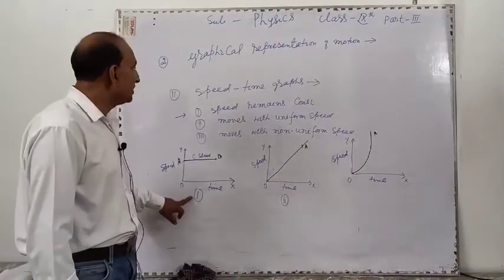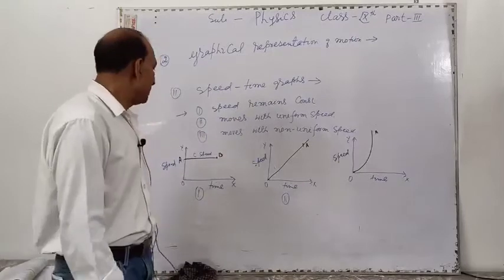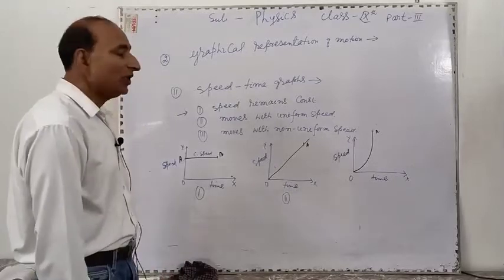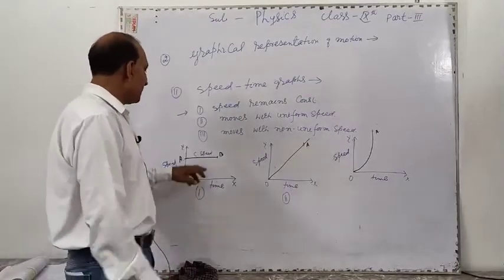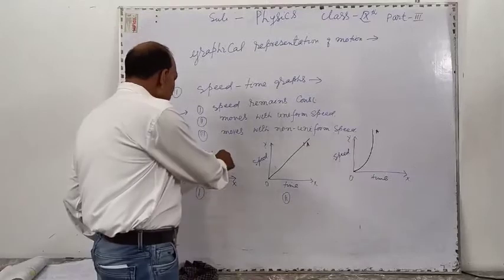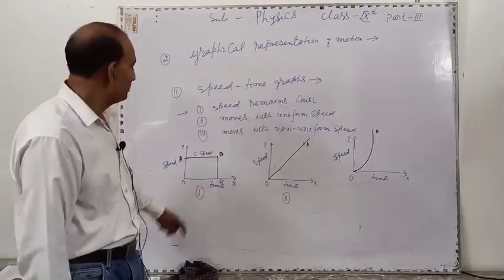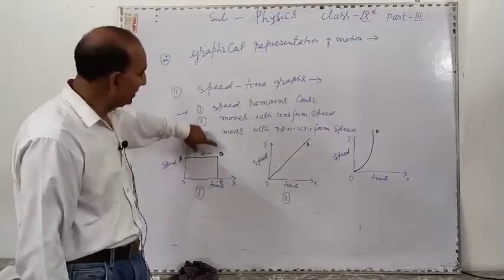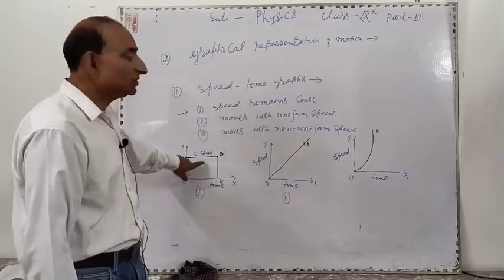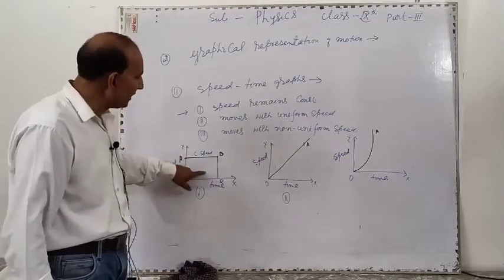Then, in the first case, when the object is moving and its speed remains constant, to find the distance covered by a moving object, we take any point B on the curve and we draw perpendicular BR from B on the time axis, and the space enclosed by the curve and the time axis gives the distance covered by a moving object, which is equal to the area of a rectangle.